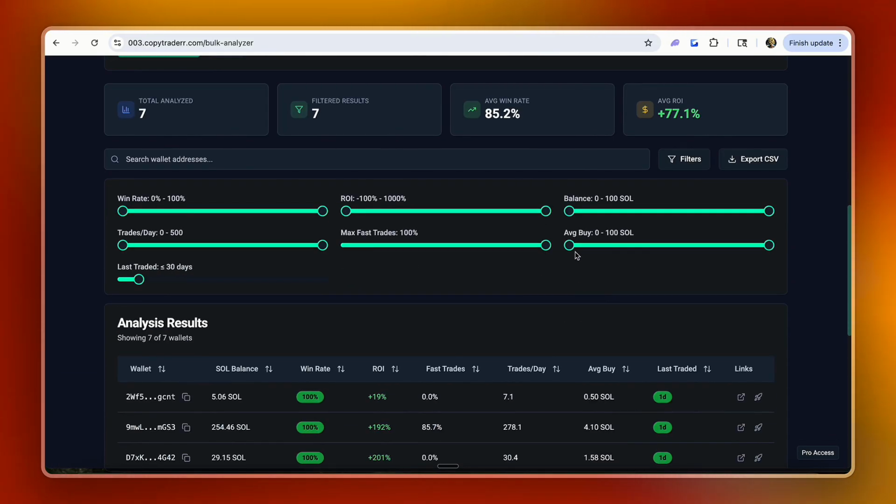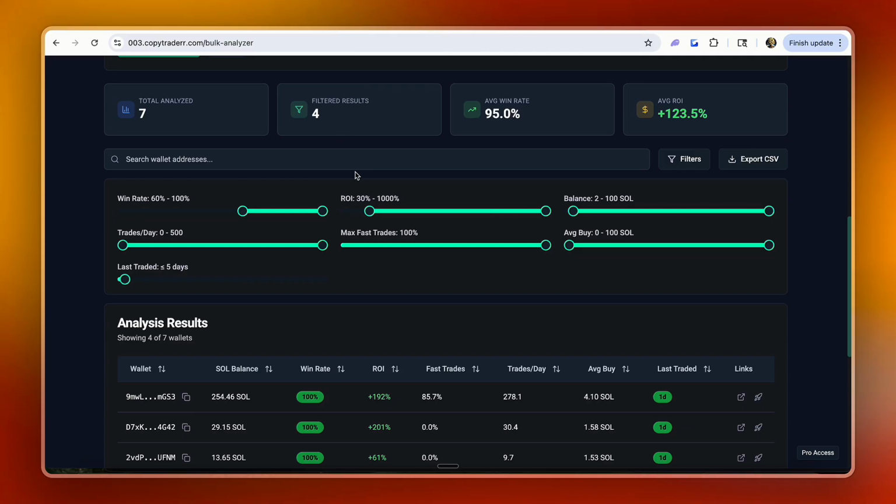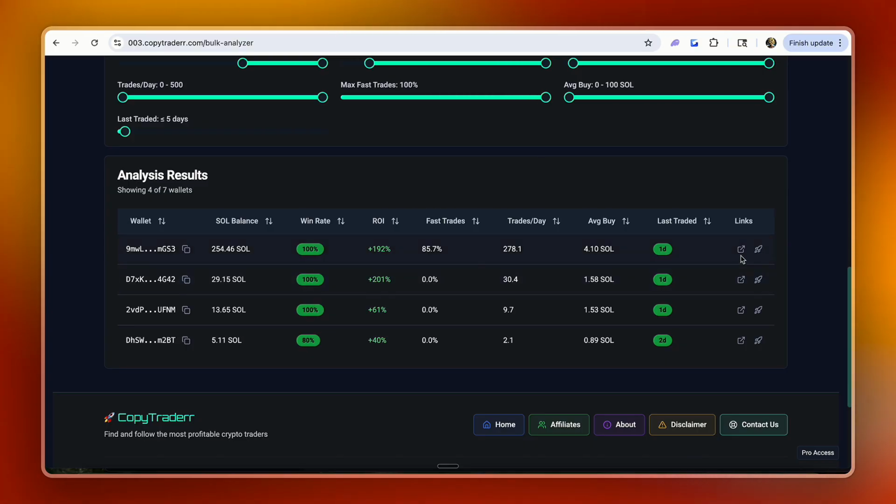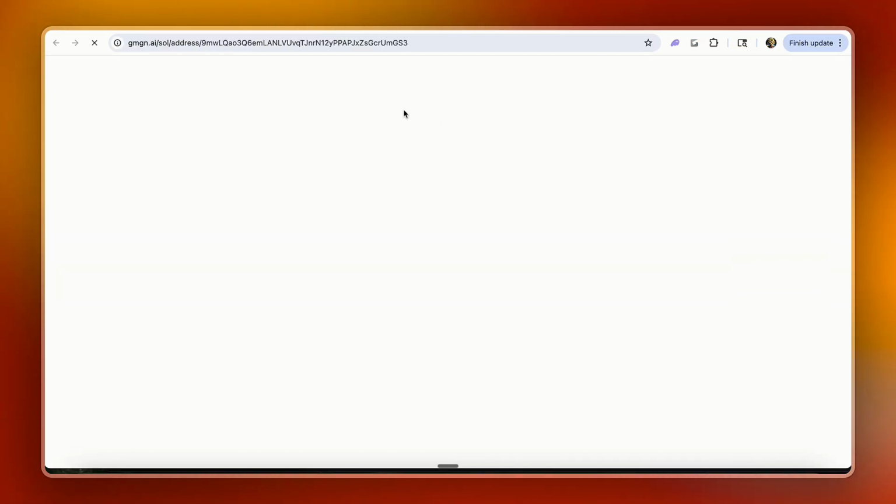You can filter, make sure they have Solana. You can make sure they have a positive ROI, choose whatever win rates you want, and how many times they trade per day. When was the last time they traded? So now we've analyzed it down to 4 wallets, which meet our criteria, and then we could open each one of them up and take a look at them like that.